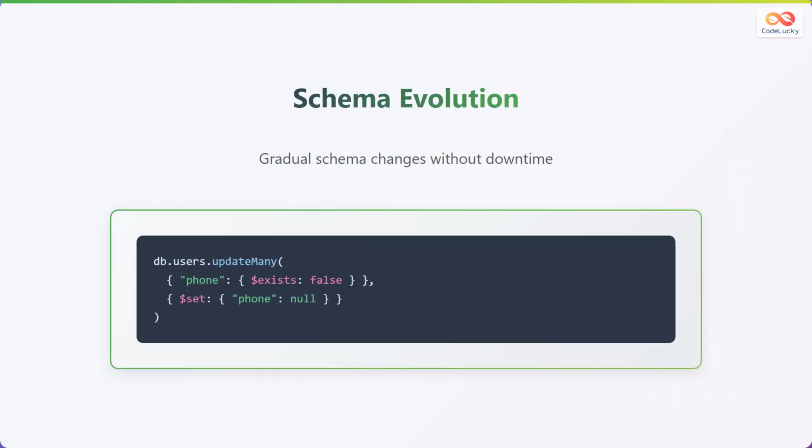Schema evolution refers to making gradual changes to your MongoDB schema without causing downtime. Here's how you can add a new field to existing documents. db.users.update_many({'phone': {$exists: false}}, {$set: {'phone': null}}).